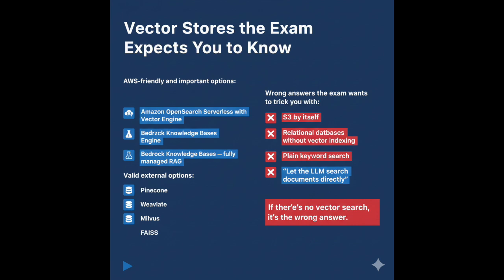Part 2, vector stores. The exam expects you to know, for AWS exams, some answers are correct and some are traps. AWS-friendly and important options: Amazon OpenSearch Serverless with the vector engine, Bedrock knowledge bases, fully managed RAG, DynamoDB with vector indexing. Valid external options: Pinecone, Weaviate, Milvus, FAISS. Wrong answers the exam wants to trick you with: S3 by itself, relational databases without vector indexing, plain keyword search, let the LLM search documents directly. If there's no vector search, it's the wrong answer.